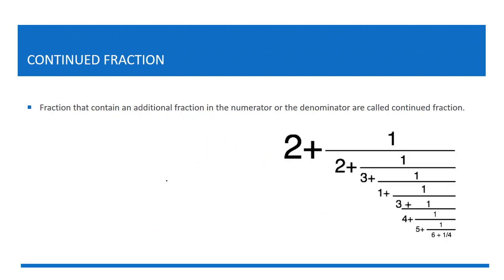Now, next is the continued fraction. In case of a continued fraction, what happens? A fraction that contains an additional fraction in the numerator or the denominator is called a continued fraction. Let us check this out. 2 plus 1, 2 plus again 1. You can see here it continuously goes on like this, right? This is called a continued fraction.